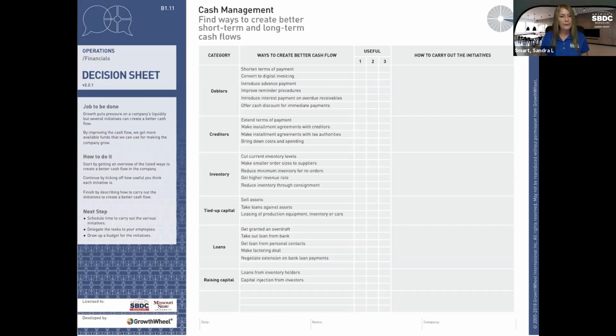And if those are profitable clients that you've identified working through the previous decision sheet, you have to balance that out. So you could shorten your terms of payment. You could streamline your invoicing process so that you're using digital invoicing at the time of purchase. Again, if you're offering terms to your customers, you could introduce advanced payments for new customers as you bring those on.